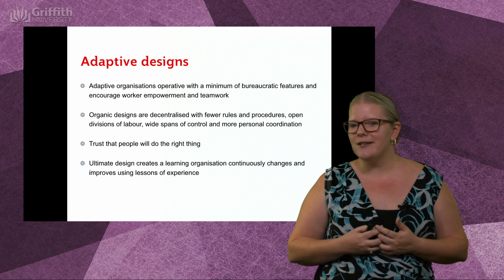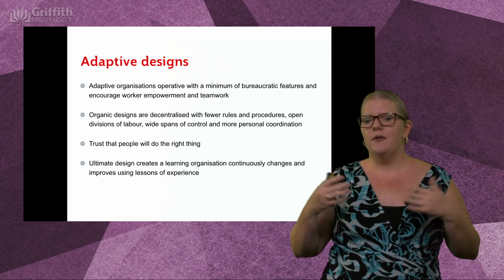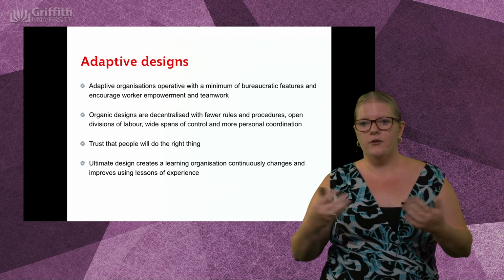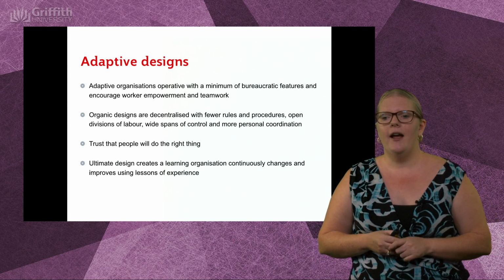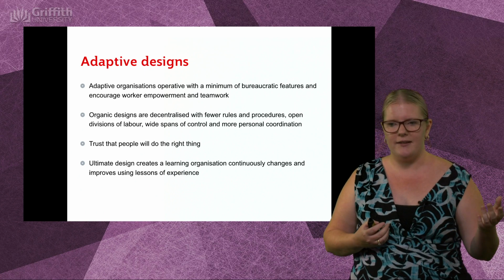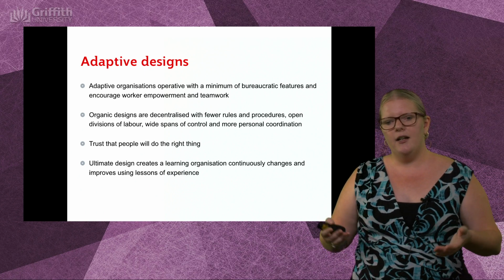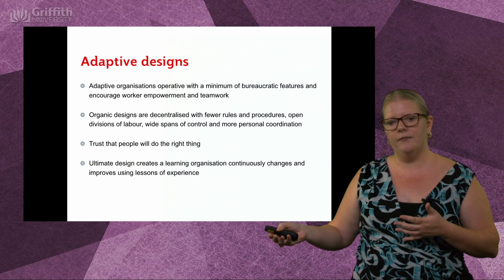They have open divisions of labour, wide spans of control, so a lot more people have the ability to change things or do things that they'd normally not have if they were in a government company. And they have more personal coordination, so they may actually send out an email rather than the system. The idea is that in an adaptive design, you have to trust that people will do the right thing.